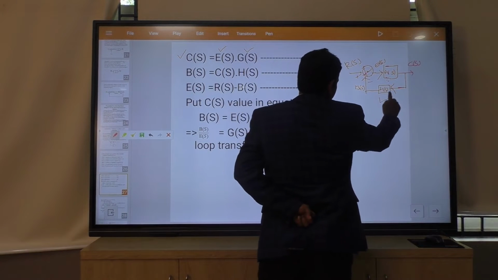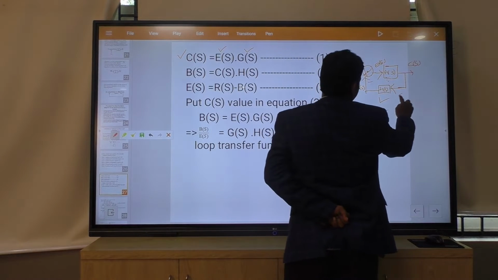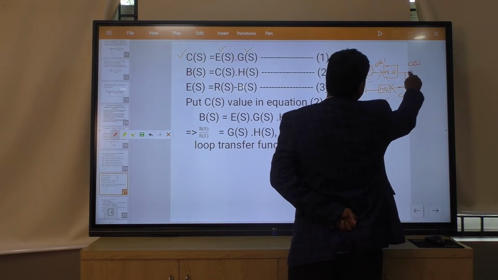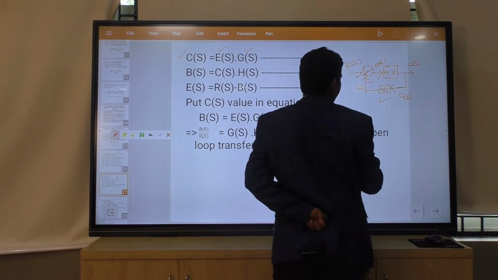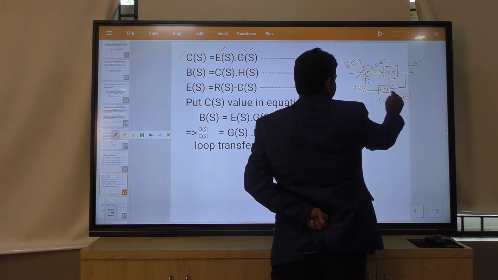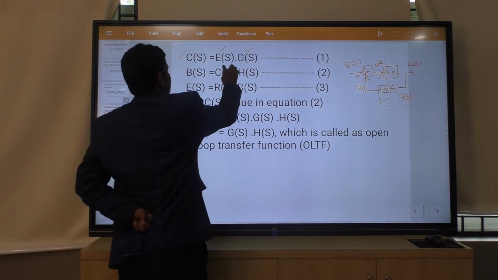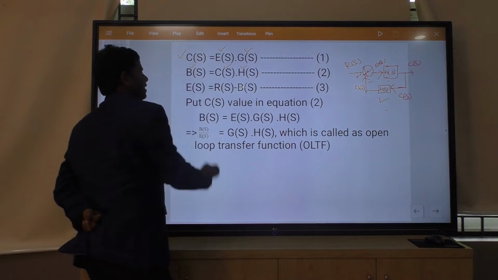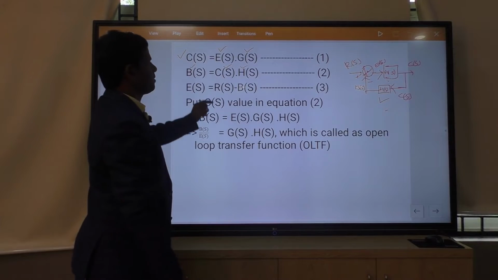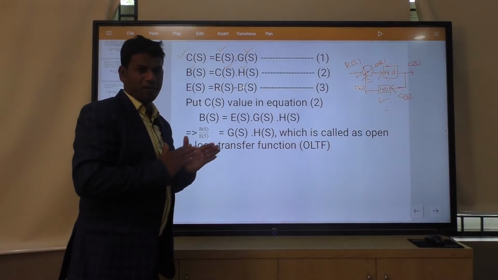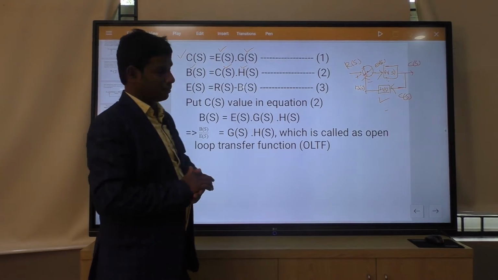Similarly, for the bottom block, the feedback path block, the input is C(s), because the take-off point means this signal is also C(s). So the input to the feedback path block is C(s), into the block value H(s). C(s) into H(s) is equal to how much? B(s). Okay, this is the equation. The first equation is from the first block, the forward path transfer function. The second equation is from the feedback path transfer function block.